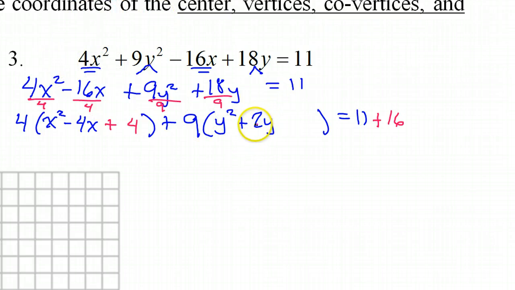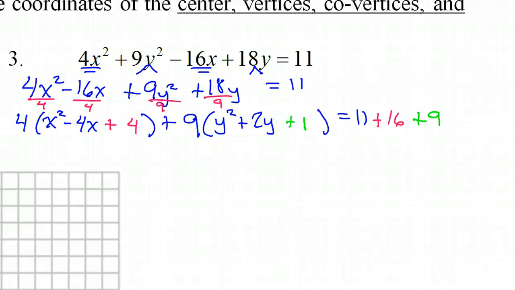Okay, over here, half of 2 is 1. 1 squared is still 1. But the value is not 1. It's really 9 times 1. So I have to add a 9 over here to balance this out.